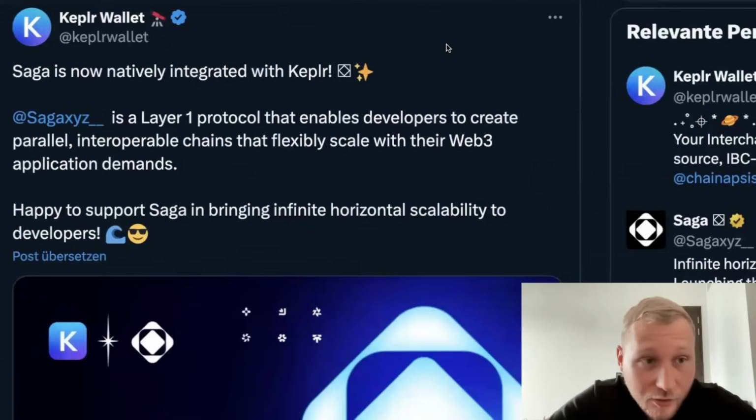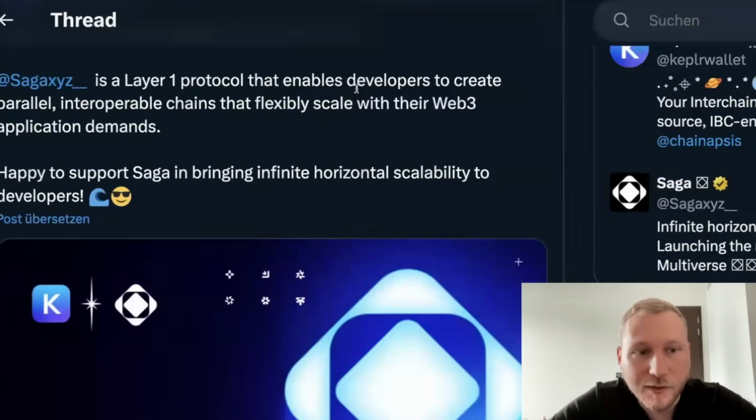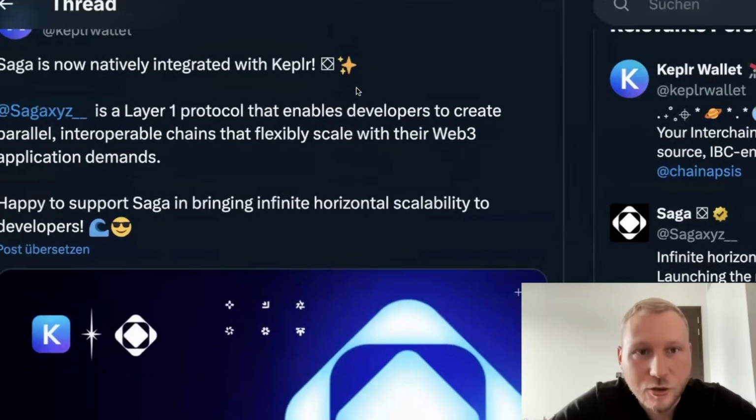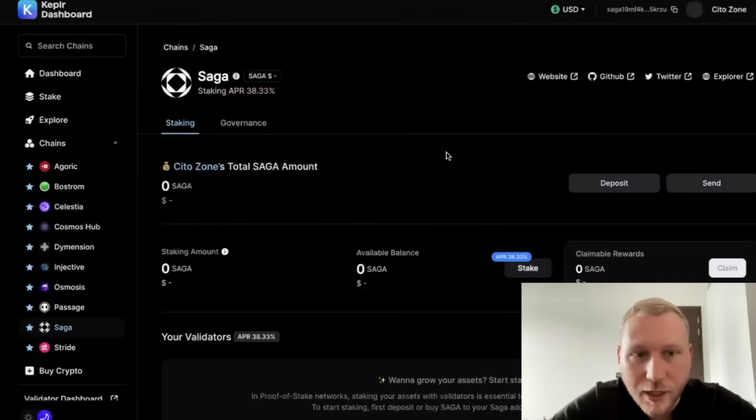Now the question is, how can you get to your Saga airdrop? And yeah, it's integrated in Keplr. It's also integrated in Leap Wallet. I saw it first here in Keplr. It's natively integrated there, so you actually don't really have to do much. You don't really have to do anything. It should just show up here.